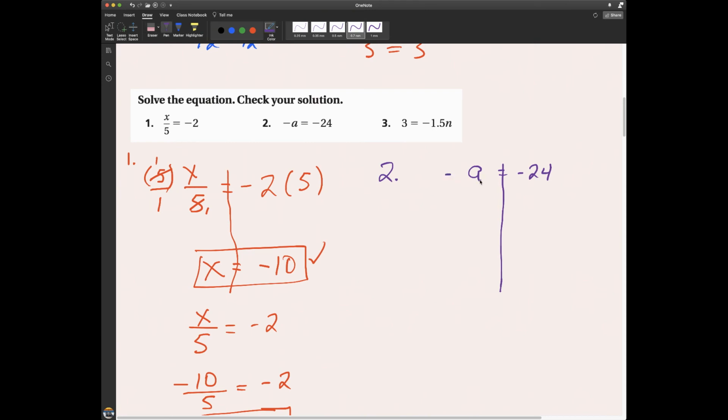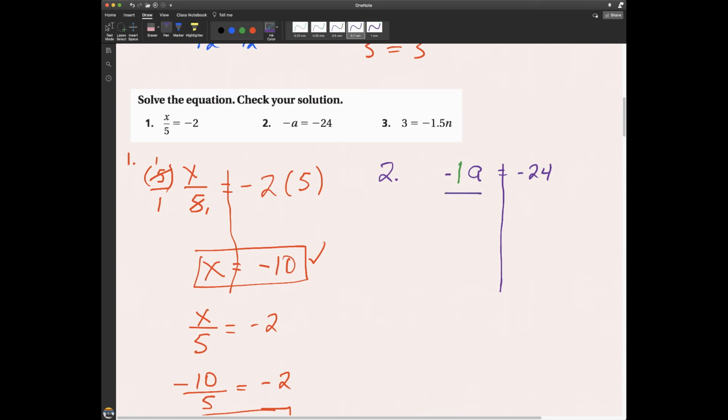So when I have a variable and there's no number in front of it, I can put a 1 there. Because remember, this is multiplication. Negative 1 times a is just negative a. So I put a 1 there. And now I need to get rid of that negative 1. So what do I do?